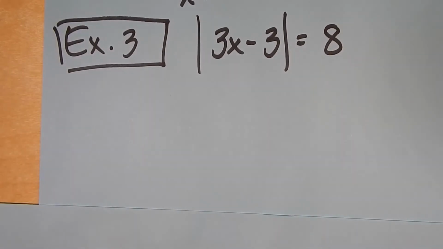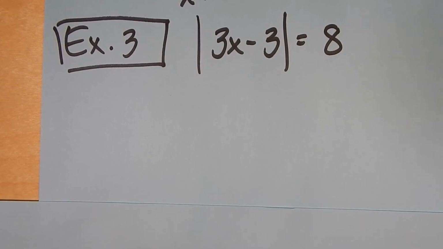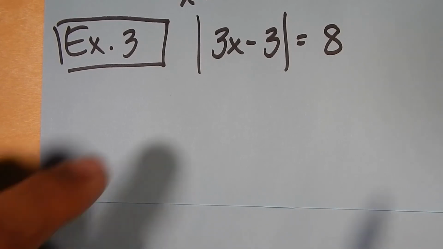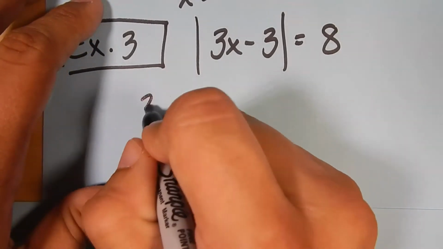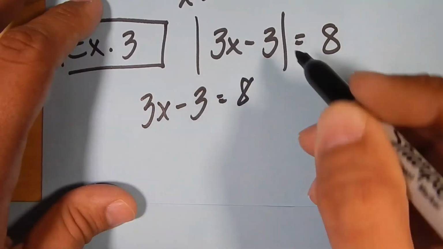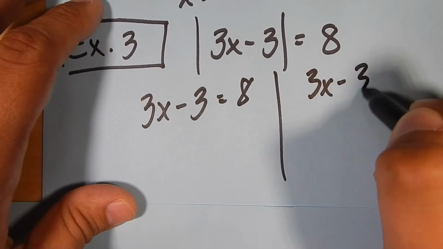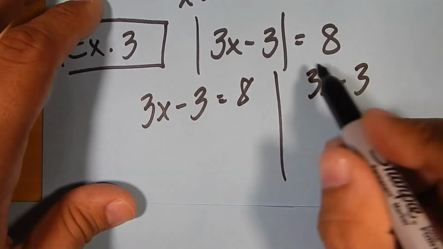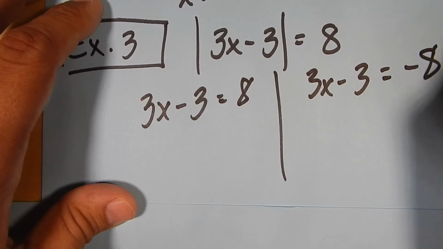So we have the absolute value of 3x minus 3 is 8. Again, once we have the absolute value symbols by themselves, we can split it into two equations. The first one we write exactly as it appears without the bars. The next one, everything that's in the bars you bring down, but you change this sign like that.